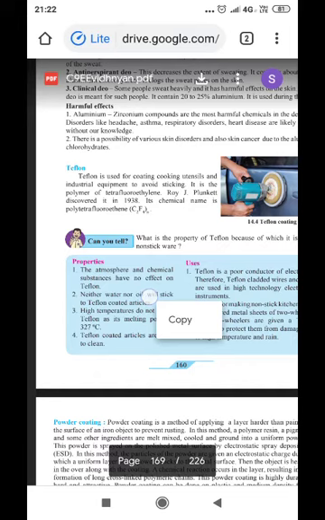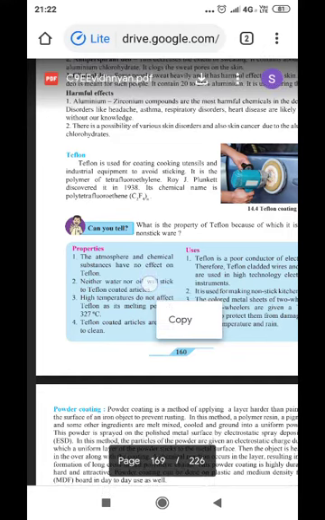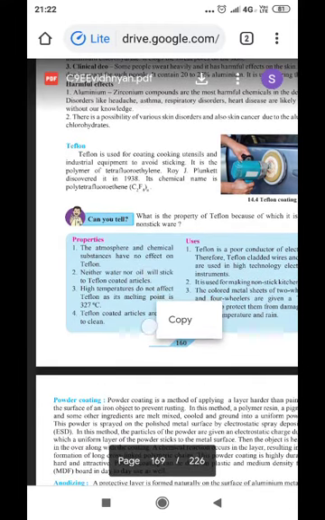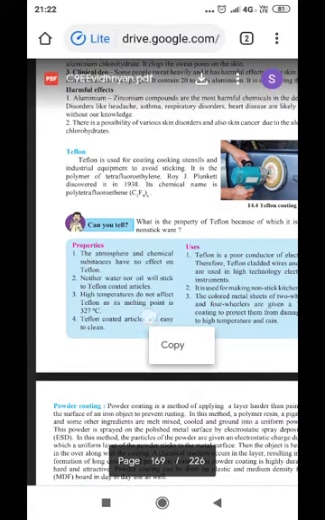compounds are the most harmful chemicals in the deodorant. Disorders like headache, asthma, respiratory disorders, and heart disease are likely to occur without our knowledge. There is a possibility of various skin disorders and also skin cancer due to aluminum chlorohydrates.